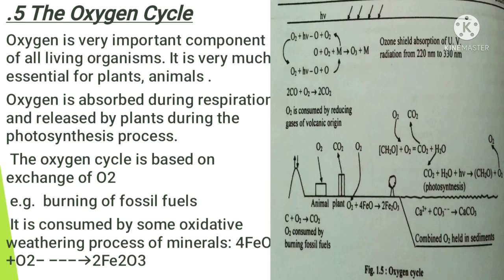Next are animals and plants. Animals take in O2, plants release CO2. They are consuming oxygen. Again, carbon plus oxygen gives carbon dioxide, CO2, and O2 is consumed by burning fossil fuels. In the photosynthesis process, CO2 or oxygen is also used. And whatever combined oxygen is there, combined O2, is held in the sediment.